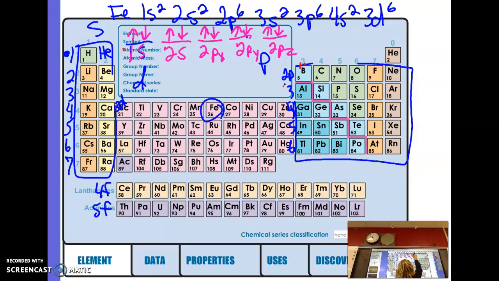Then I go from 2p to 3s. 1, 2, and then I'm back at 3px, 3py, 3pz. I know this is really long. I have 1, 2, 3, 4, 5, 6. Now I'm in my 4s.